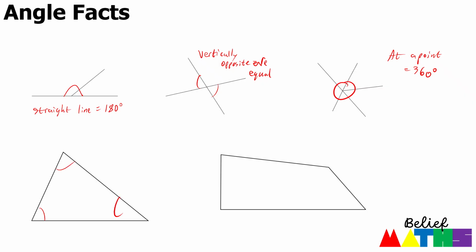In a triangle, that equals 180. And then in a four-sided shape, which is a quadrilateral, that equals 360. And just knowing those facts will help you quite a lot. There are other intricate facts that you need to know about kites, parallelograms, trapeziums, but those are the basic ones you need to know.